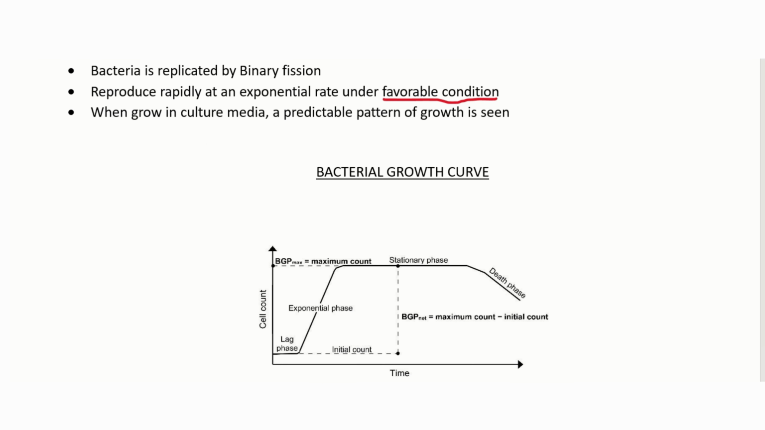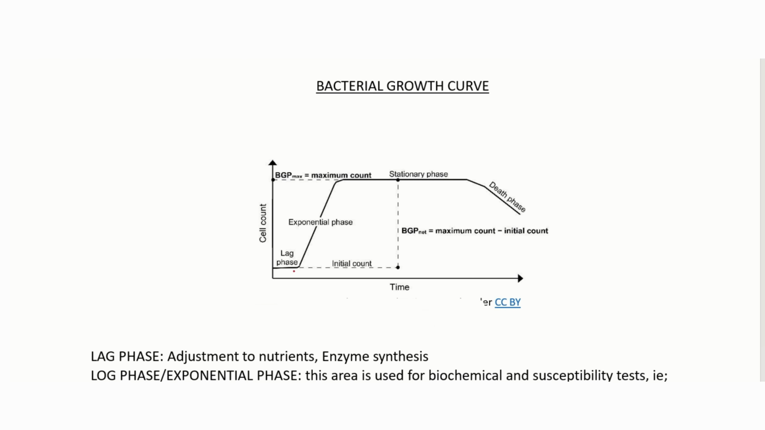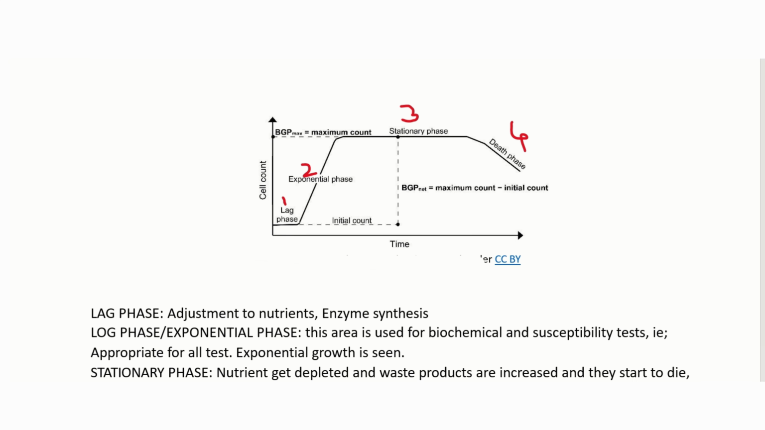So let's learn the bacterial growth curve. There are four phases in our bacterial growth curve. The first one is lag phase, then log phase or exponential phase. The third one is stationary phase, and the fourth one is death phase. So the first one is lag phase, and the second one is the log phase. You don't have to confuse between these. So always remember lag is the first one and log is the second one.